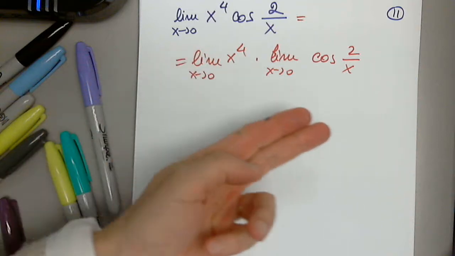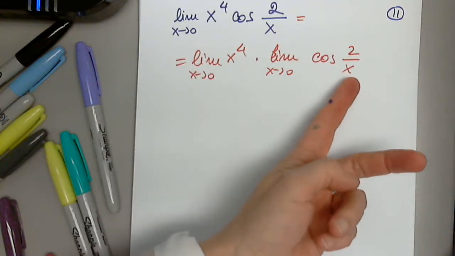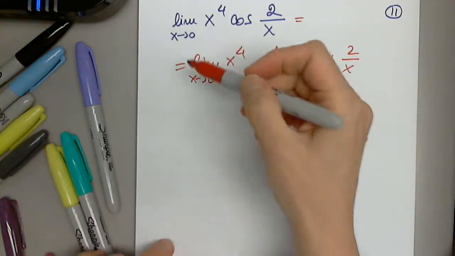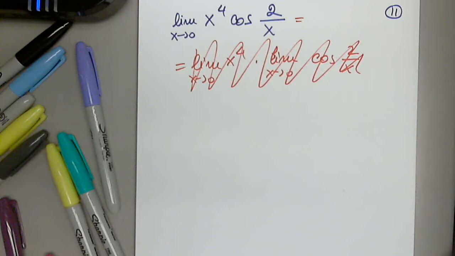Because this exists, but this does not. What is 2 over 0? It's DNE. What is cosine of DNE? So, therefore, this is not the correct way. Good. So my only thought is the Squeeze theorem.